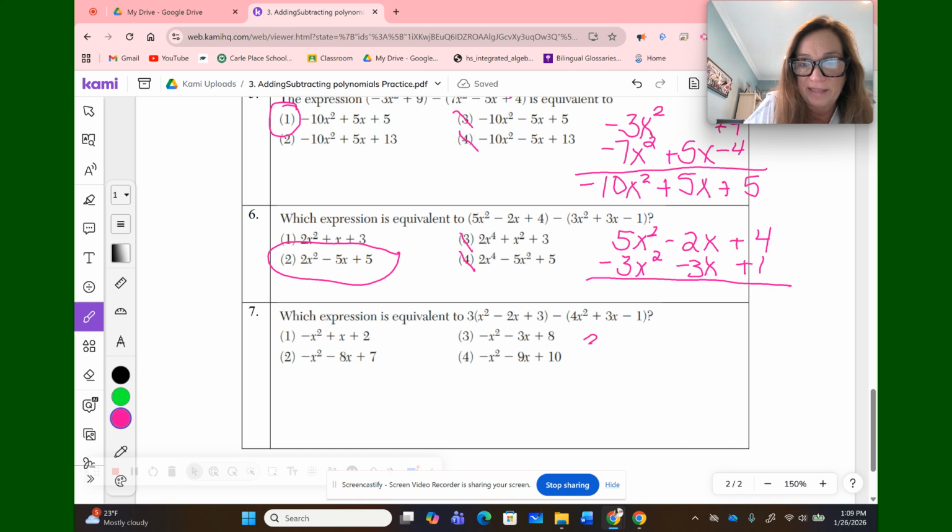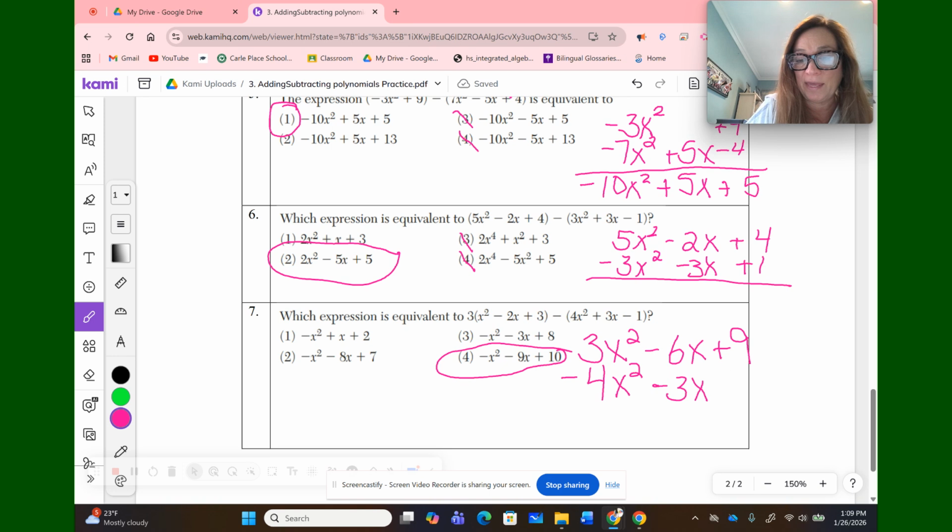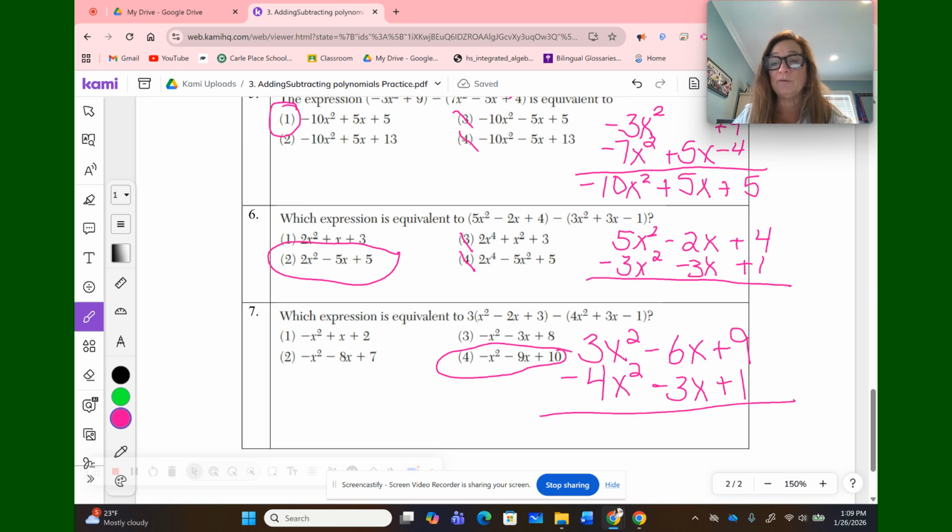All right, so you got 3x squared because you're distributing the 3. You got minus 6x because you're distributing the 3. And you got plus 9 because you're distributing the 3. Then you're going to distribute the negative sign. That gives you negative 4x squared. That gives you negative 3x. And I already see my answer right here, but I'm going to keep going, and that gives you a plus 1.